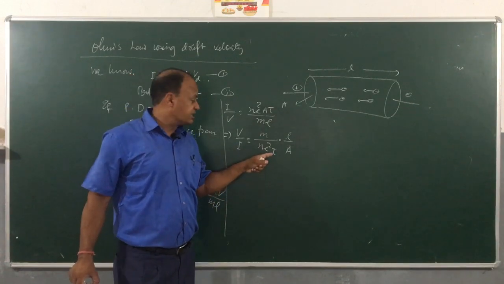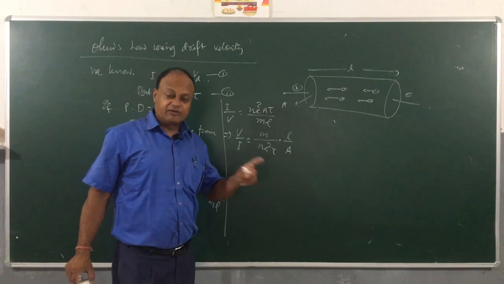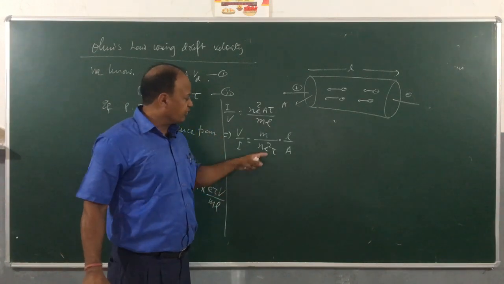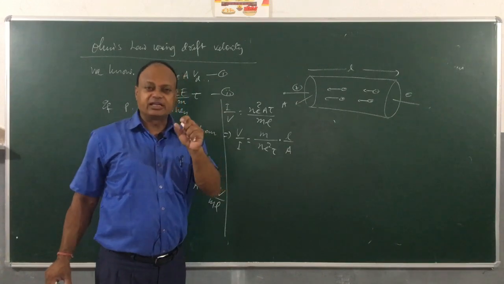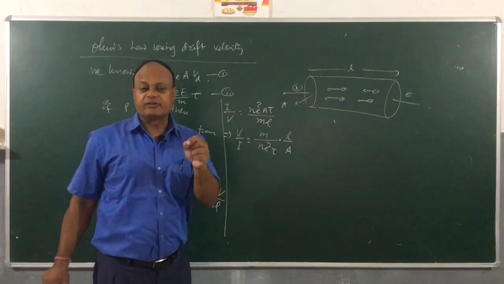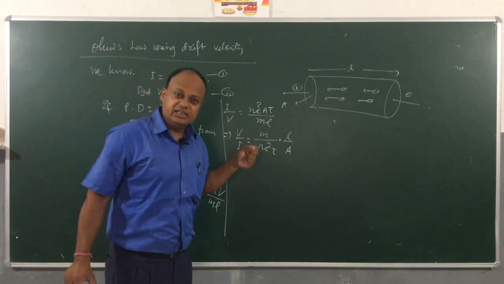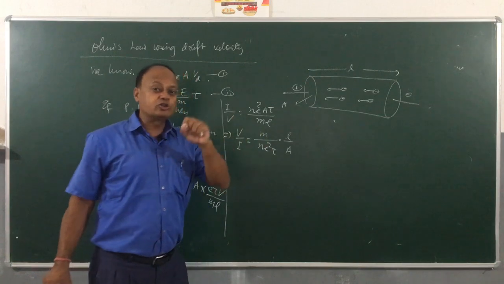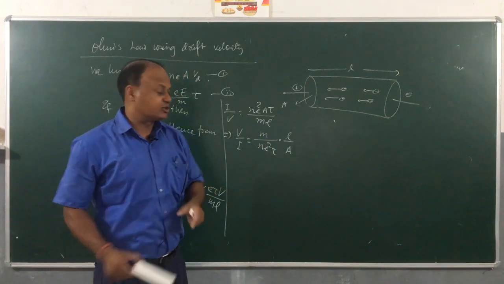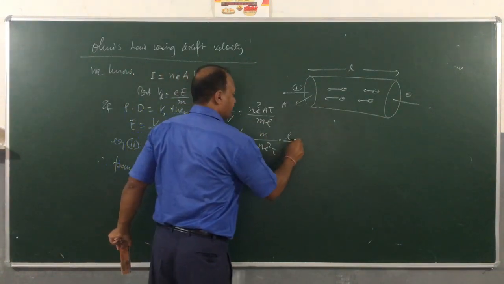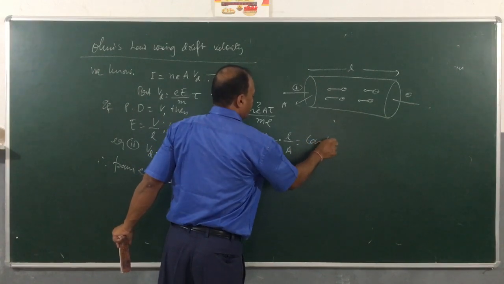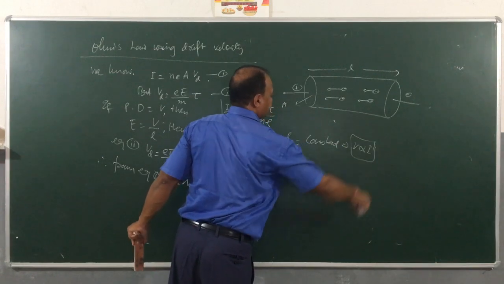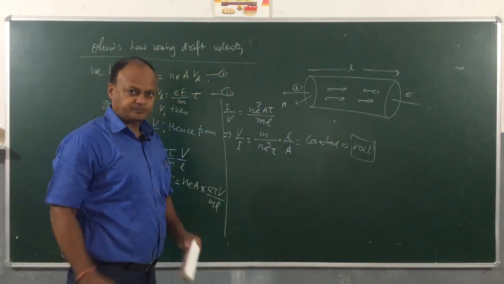If temperature will change, then tau will also change. If temperature will increase, then electrons will collide faster and the value of tau will decrease. If temperature will decrease, then electrons will be colliding less frequently and tau will increase. In either way, everything is constant except tau, and tau also becomes constant if temperature is constant. So, I conclude that V by I is equal to constant. This shows that V is directly proportional to I, and this proves our case.